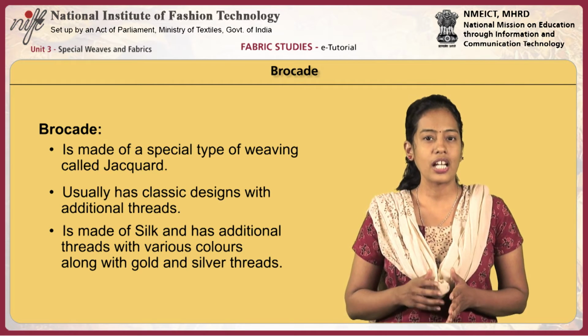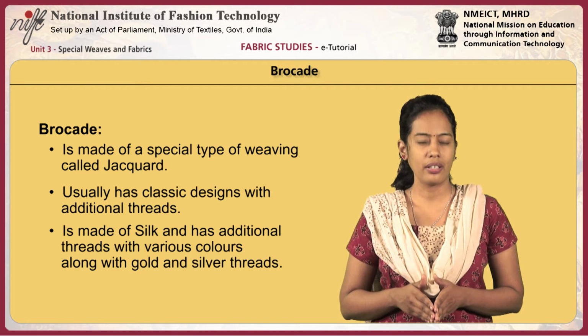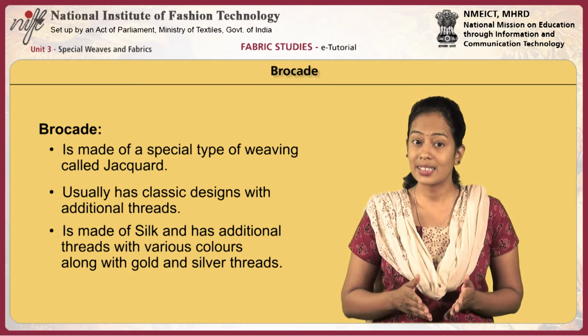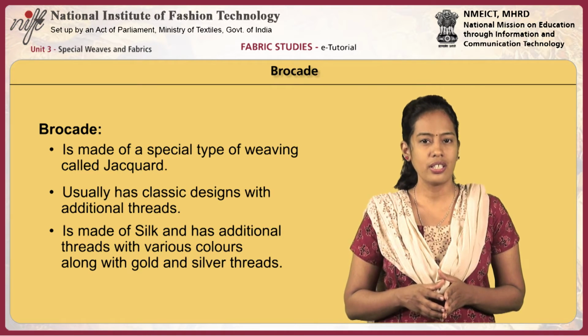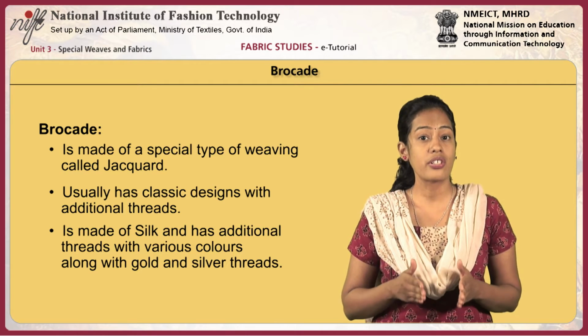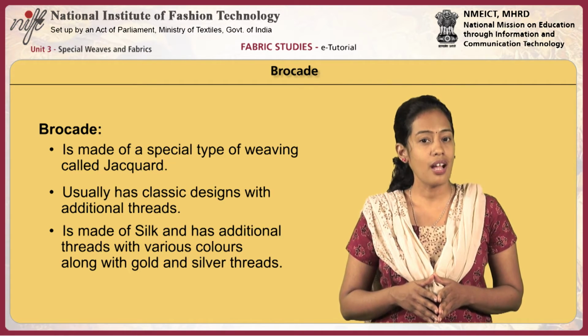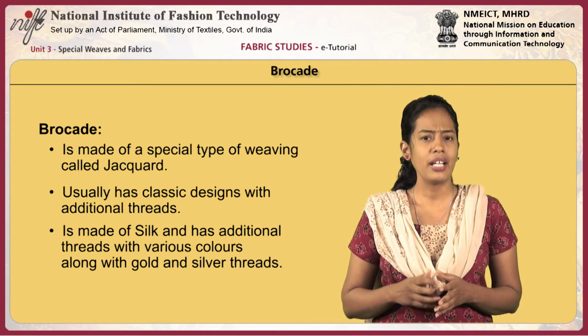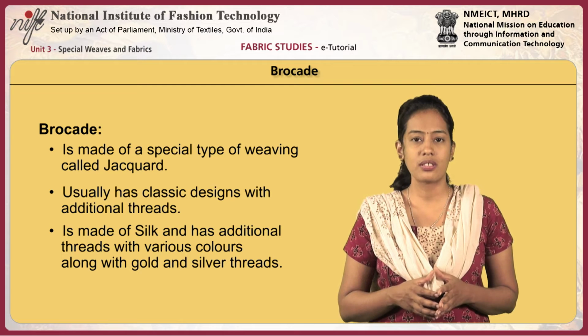Brocade is a luxurious jacquard woven fabric with rich heritage. It usually has classic designs with additional threads, hence it may also be classified as extra yarn weave. Jacquard designs are intricate and complicated. They are made using a special attachment in the loom.